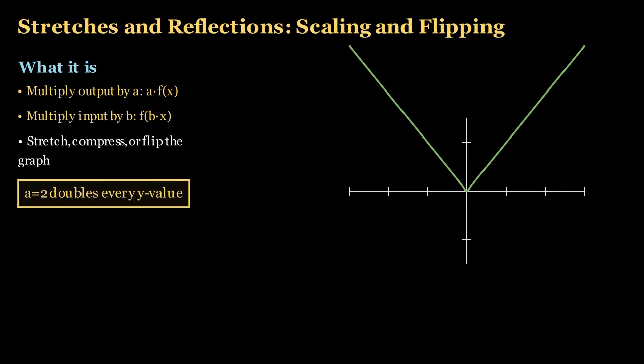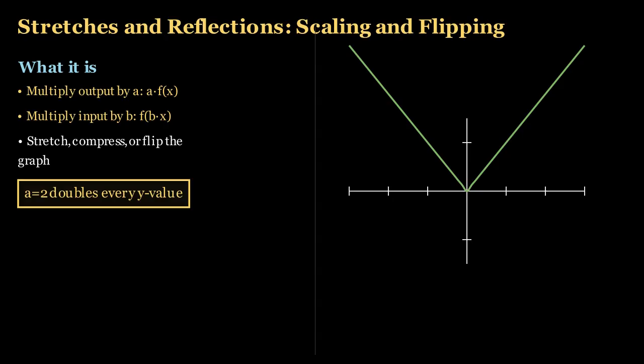If we multiply the whole function, the output, by a number, we stretch or compress vertically. If we multiply just the input x by a number b, we stretch or compress horizontally. And if that number is negative, the graph flips over an axis. So with 2 simple multipliers, we can completely reshape any parent function we've already learned.